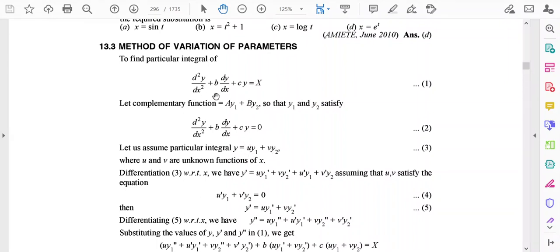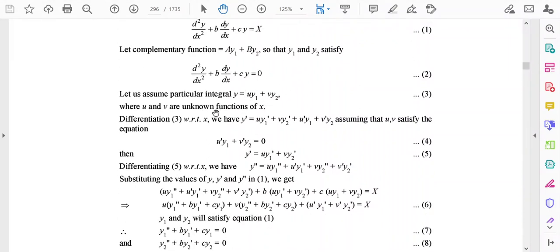So look at this equation again. Capital X is on the right hand side, and it is a function of x. We are assuming that y1 and y2 are the solutions that satisfy d²y/dx² + b dy/dx + cy = 0, and this gives the complementary function. The form of the complementary function is a y1 + b y2, where a and b are constants, and let us assume the particular integral is in this form, u y1 + v y2. Now we will calculate the values of u and v.